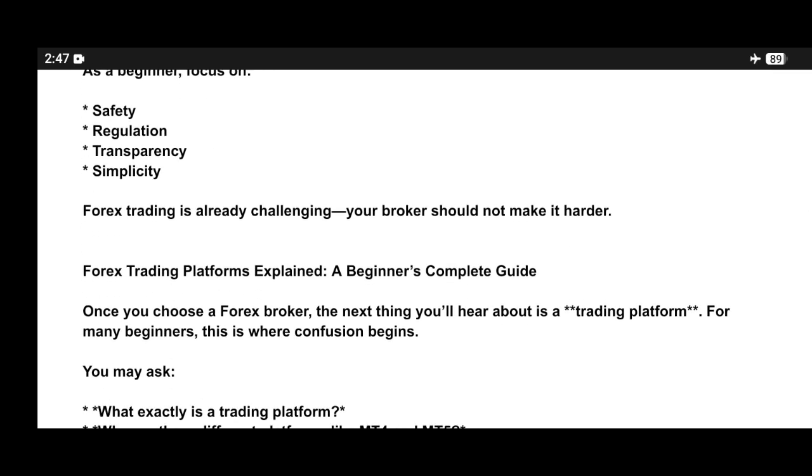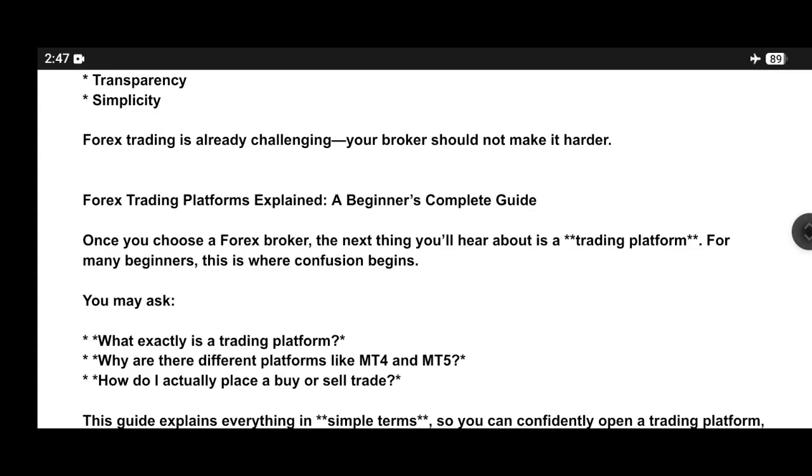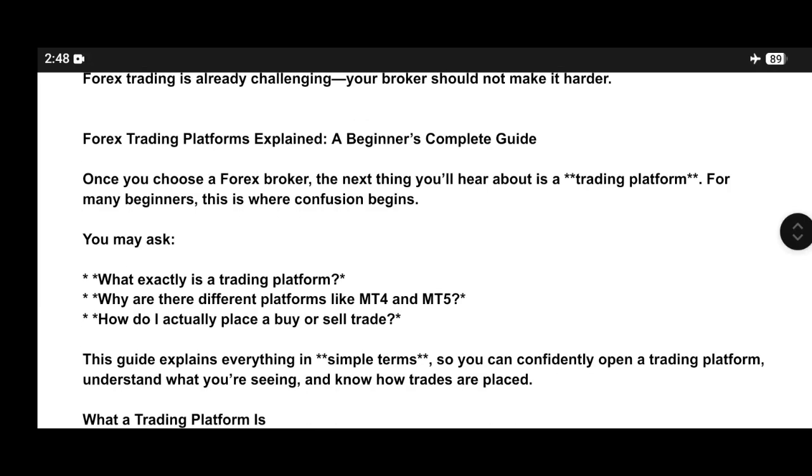Once you choose a forex broker, the next thing you will hear about is the trading platform. For many beginners, this is where confusion begins. You may ask, what exactly is a trading platform? Why are there different platforms like MT4 and MT5? And also, how do I actually place a buy or sell trade? So this guide explains everything in simple terms, so you can confidently open a trading platform, understand what you really see, and know how trades are placed.